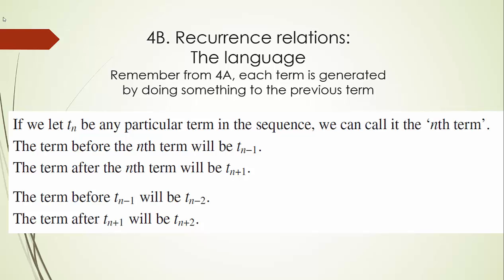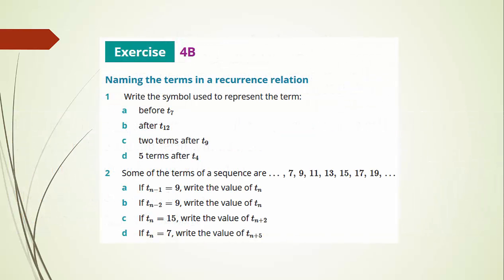Once we've got the nth term, we can take it a bit further. What about the term before it? Well, that is n going back 1, T little n minus 1. And the term after it will be T of n plus 1. And you can go back further or forward further. That's not saying what n is, it's just saying what comes before any term and what comes after any term.